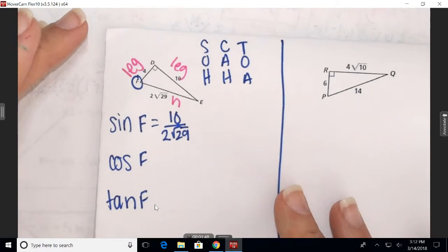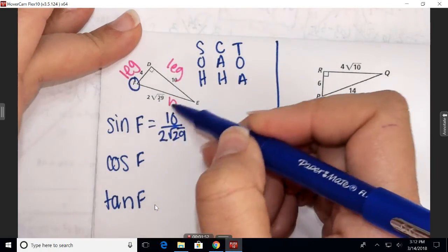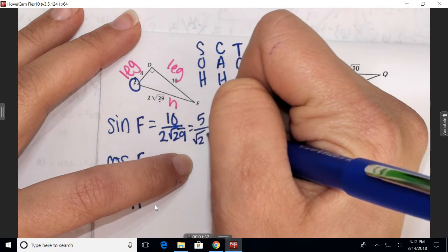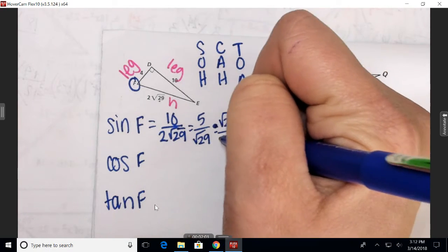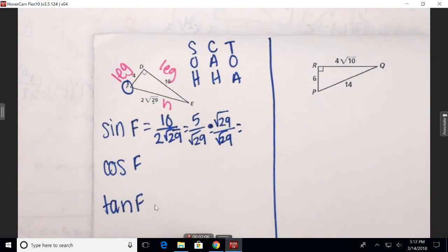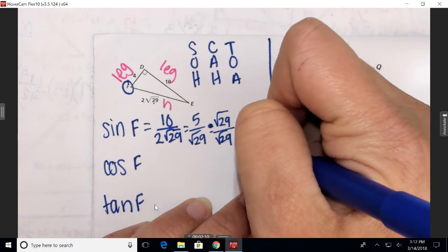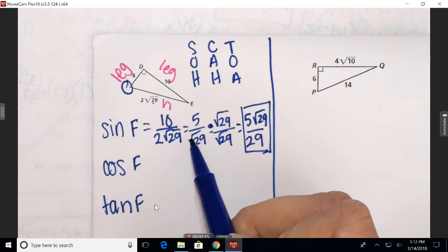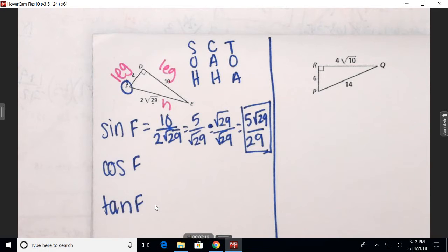Now we can't have a radical in the denominator, and we need to reduce. So this reduces to 5 over root 29. And then you have to multiply the top and bottom by root 29 to get rid of it. This gives us 5 root 29 divided by 29, because the square root of 29 times the square root of 29, the radical goes away and you're just left with the number.